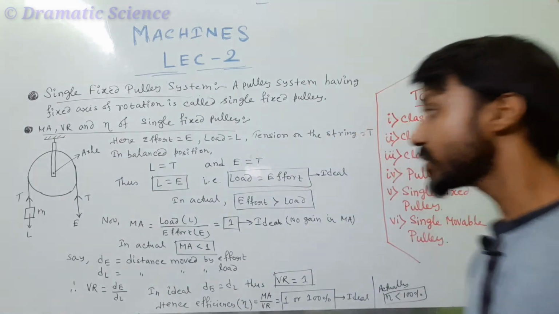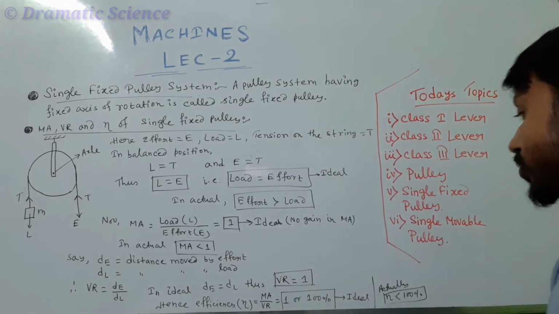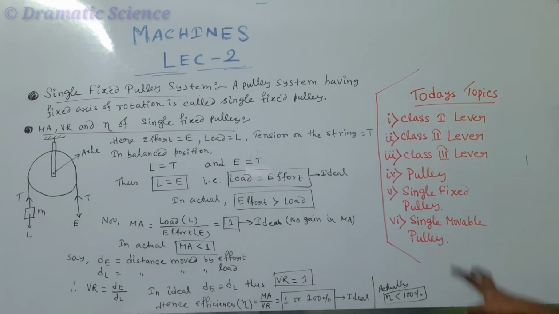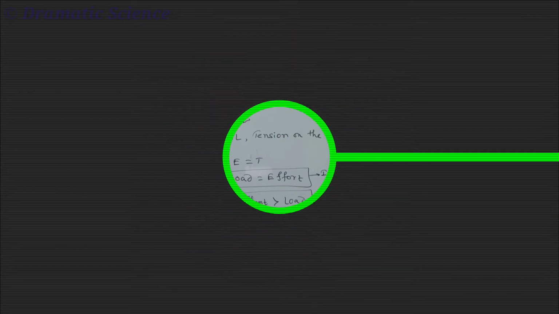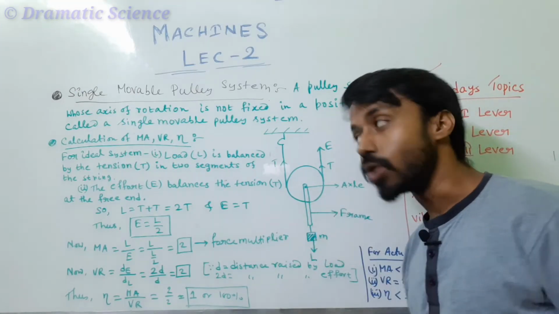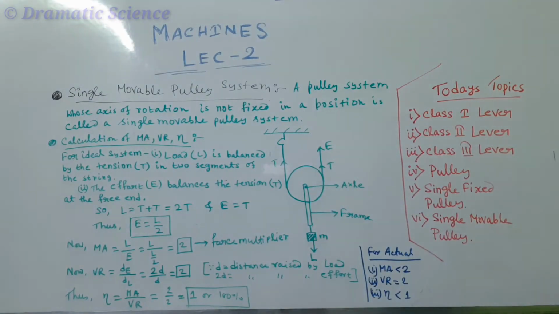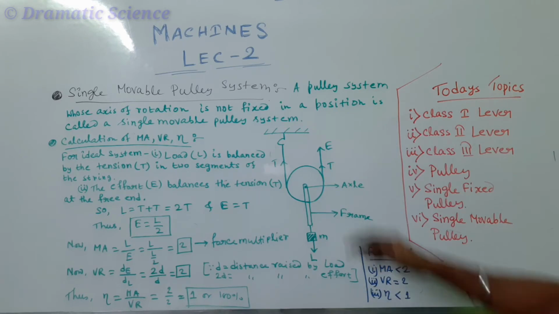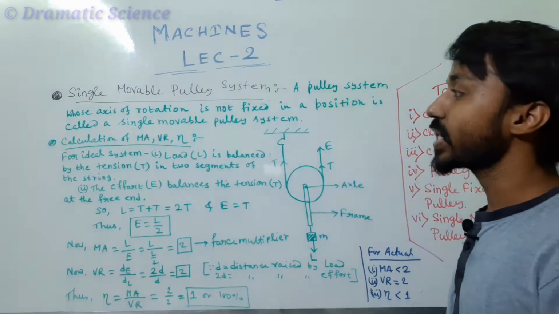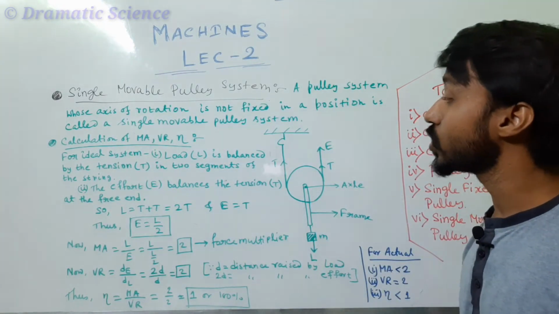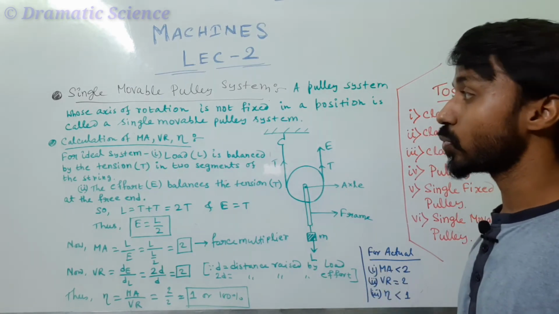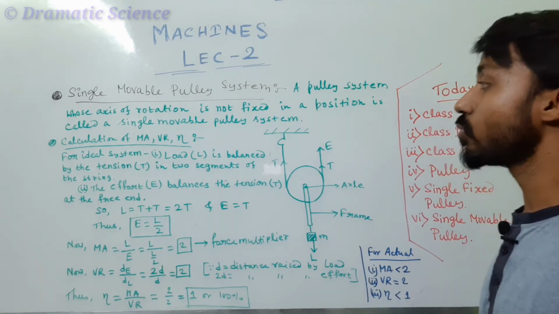Okay, next we will have our last topic of today's session, that is the single movable pulley system. So now, as you can see, we have an interesting calculation of the single movable pulley system. So what is the definition? A pulley system whose axis of rotation is not fixed in a position is called a single movable pulley system.